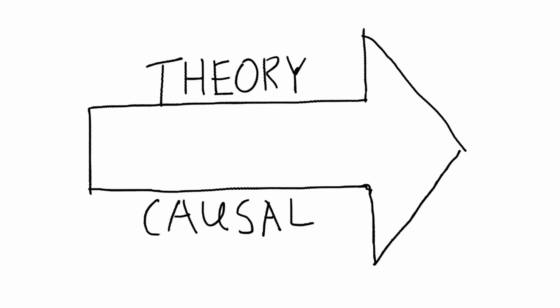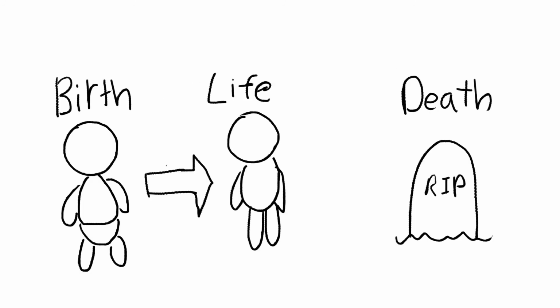time is causal. In essence, things that happen in our universe can only happen in one direction, and things that happen before cause what happens after. For example, your birth causes your life, which causes your death. Your birth is the reason for your life, and your life is the reason for your death.